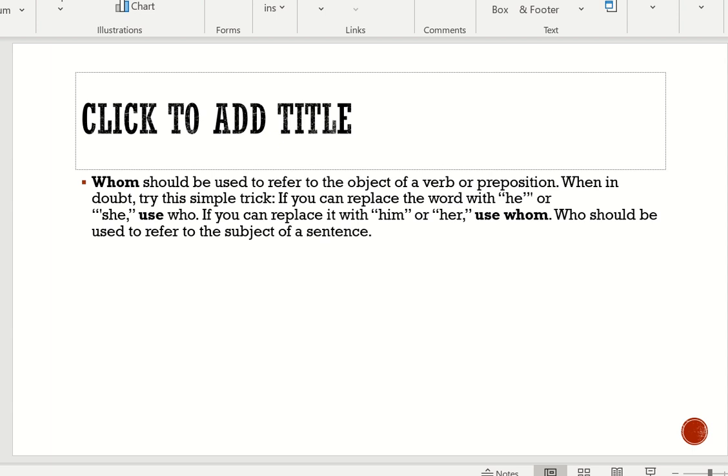And then who should be used to refer to the subject of a sentence. So this one, whom, should be the object. For example, for whom did you buy this umbrella for? It is for my mother.